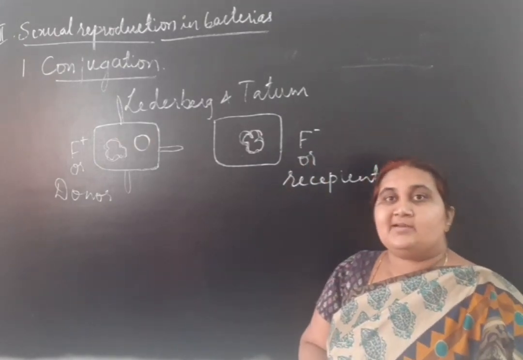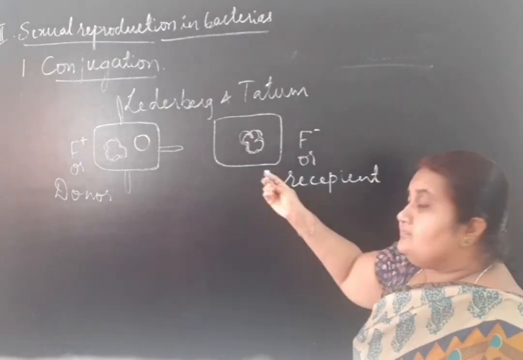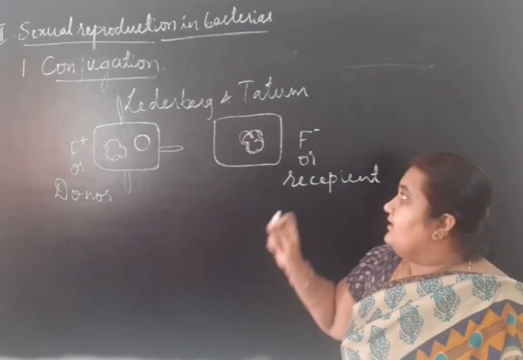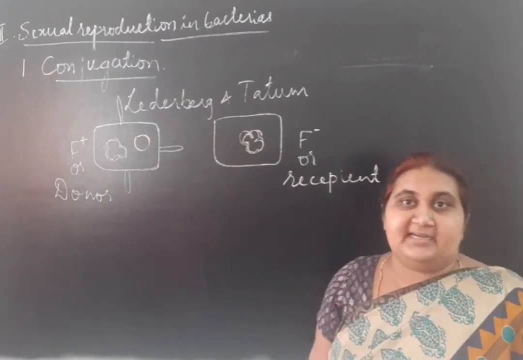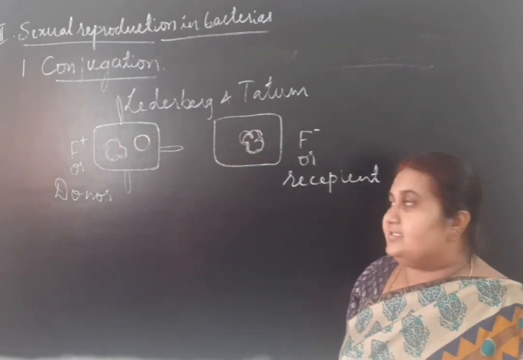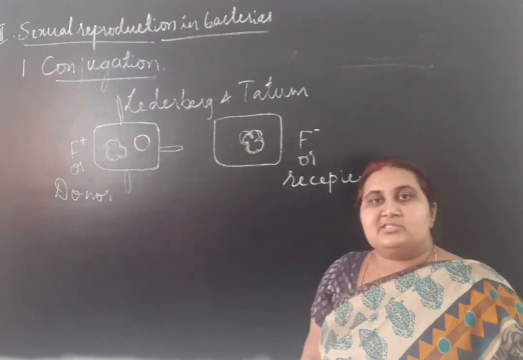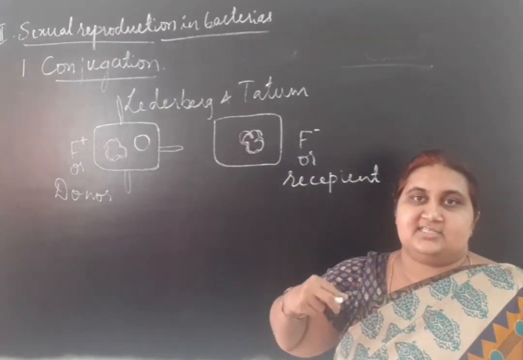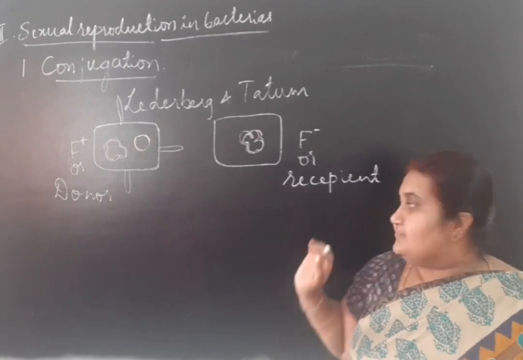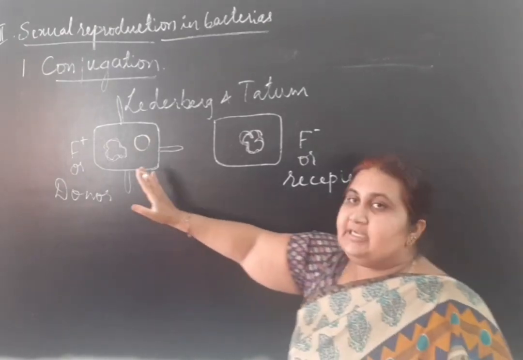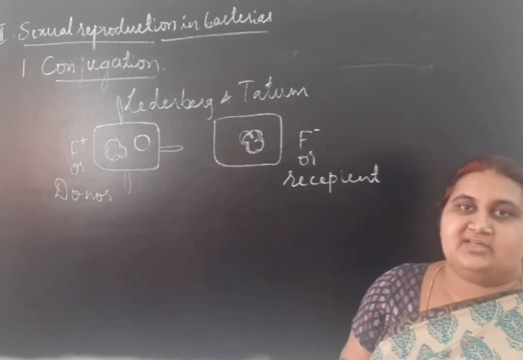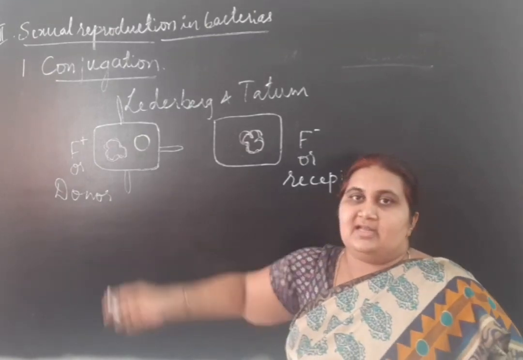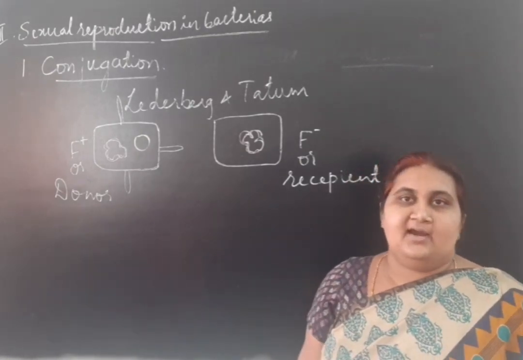So here, what are the characteristic features? In this bacterium, there is absence of a plasmid. Plasmid is absent. A gene for fertility is also absent. So it receives the genes from the donor bacterium, so it is called the recipient. It will send the genes to the recipient bacterium, so it is called the donor.